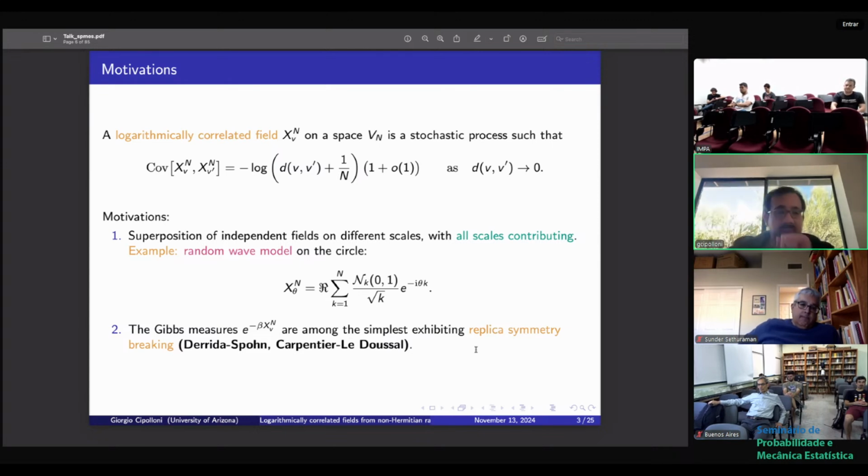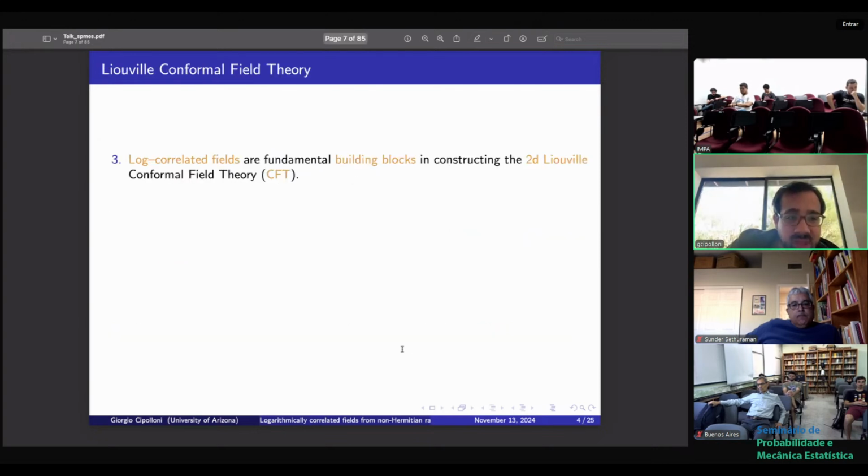Okay, so I was saying this is among the simplest. Maybe the simplest one is the random energy model, but okay, maybe the second simplest then. Let me mention a third reason why one may want to study these logarithmic fields: it has been shown that logarithmic fields, in particular the Gaussian free field, as I will show later, are fundamental building blocks to construct the underlying measure of the two-dimensional Liouville conformal field theory.